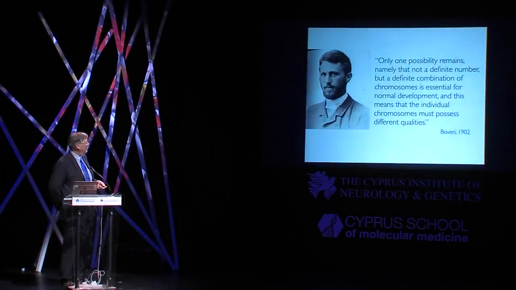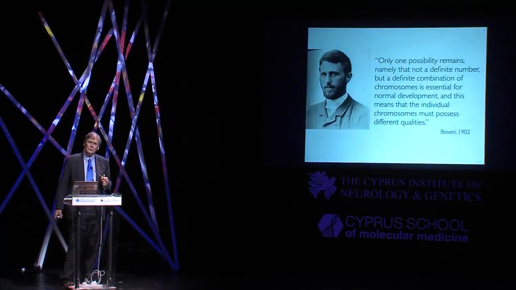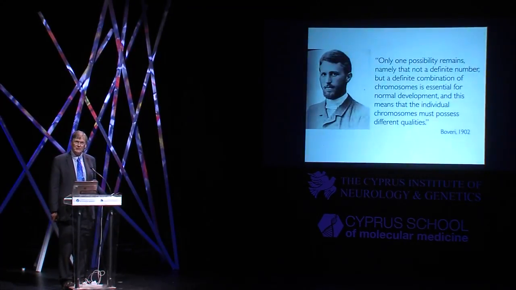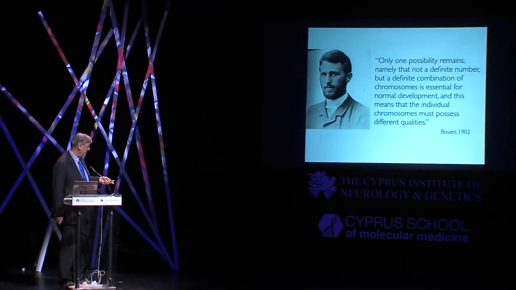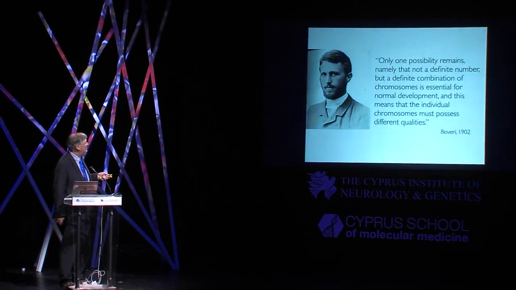And I wish I had time to tell you the beautiful, simple experiments that this man, Theodore Boveri, did in order to prove the wonderful statement here. I strongly recommend, if you have any interest in this at all, to read his 1902 paper, which was originally written in German, has been translated into English, and you can find on the web if you type Boveri 1902. It's a beautiful, tightly argued paper. Only one possibility remains: namely, not a definite number, but a definite combination of chromosomes is essential for normal development.